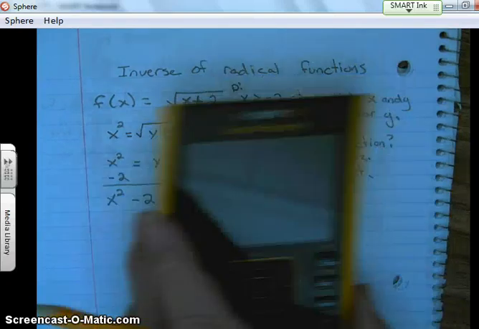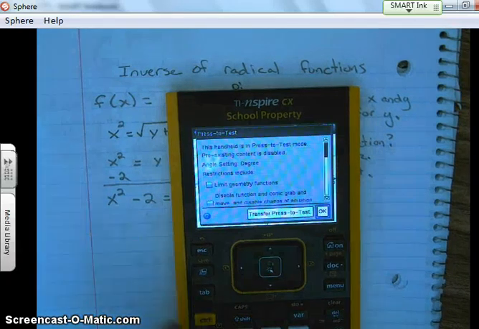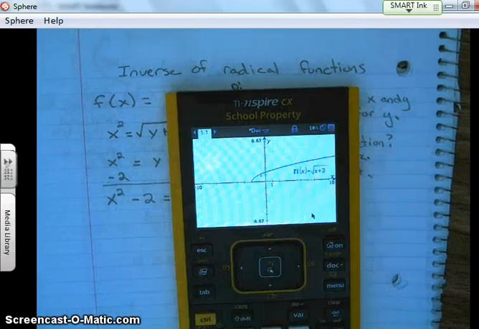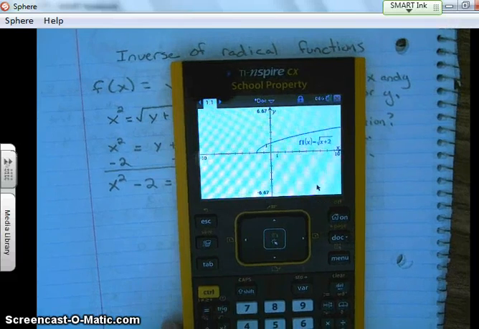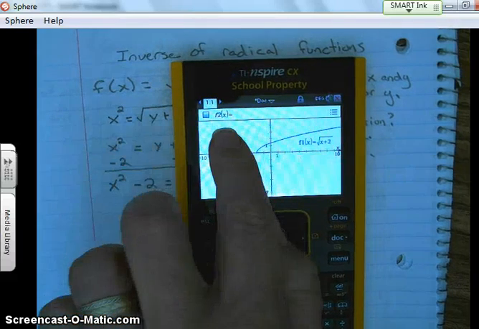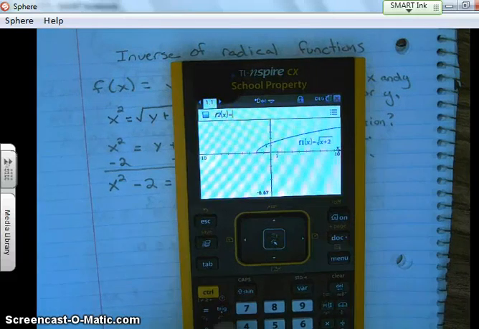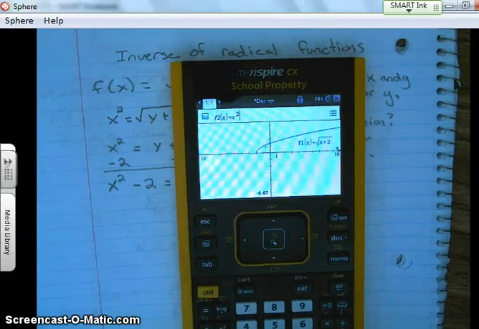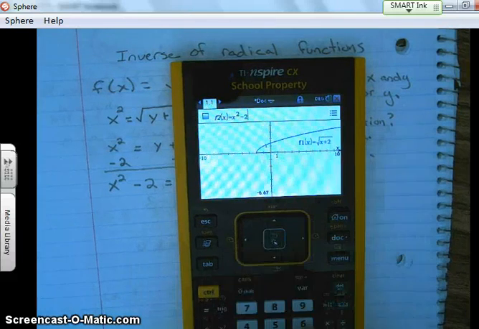Okay, so let's take a look at this graph. To get another graph, since we already have one on here and we want to put another one, we can press Tab and it'll open up a second function window. So let's put our new one in. So we have x squared minus 2. All right, let's take a look and see what that looks like.